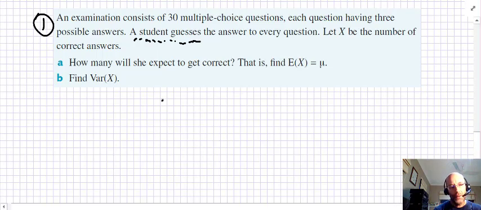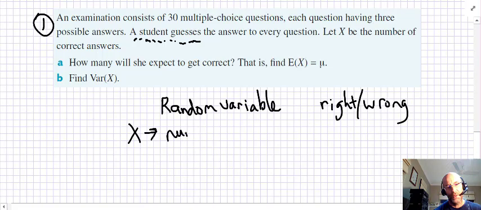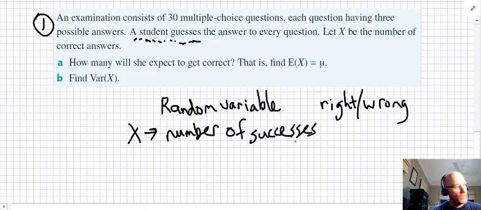Let's justify why this is a binomial model. Well, it's a random variable, because they're randomly guessing. That's the assumption. And it's right or wrong, so it's success or fail. That's binomial, isn't it? We're defining a success as getting it right, strangely enough, and we have a variable X, the number of successes. So this all fits that binomial work we've been doing.